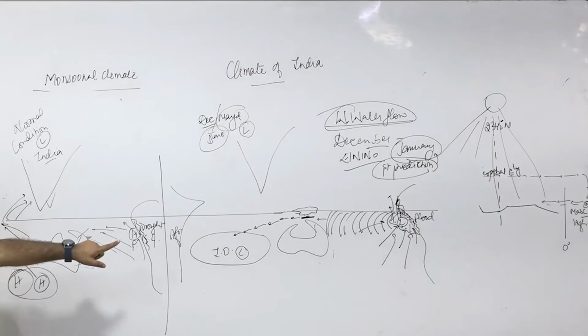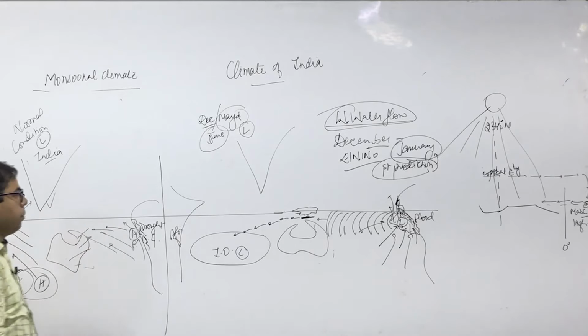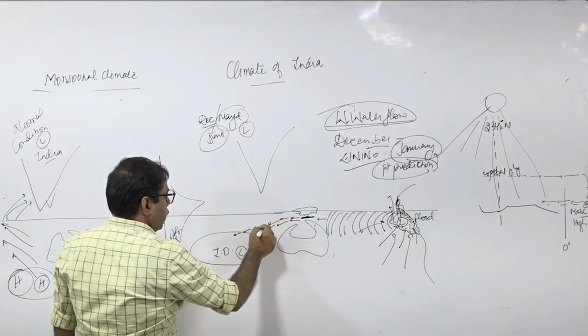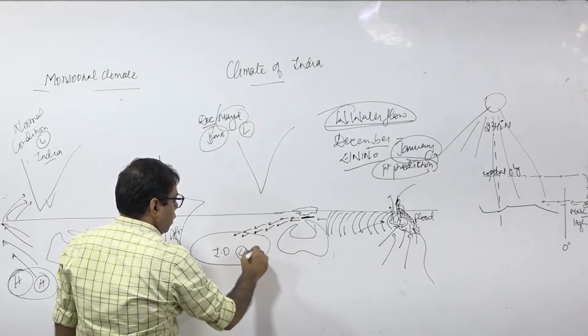But what is happening here? In the month of December, the sea is warm, and by the month of April, the El Nino warm water enters the Indian Ocean.